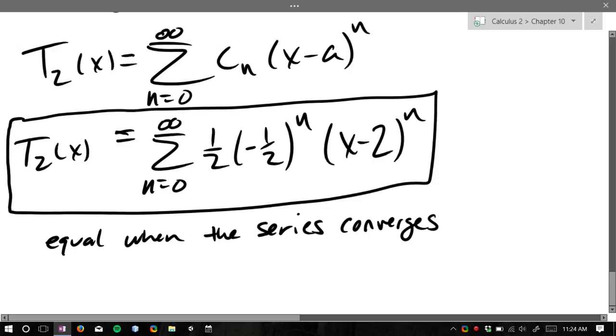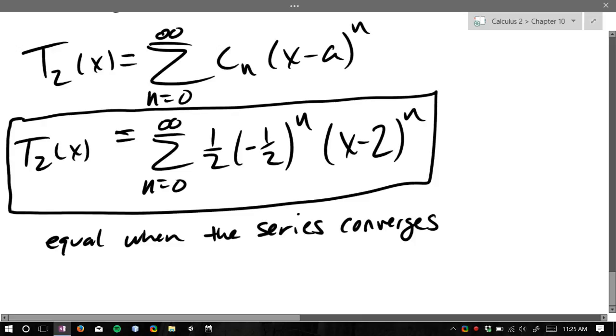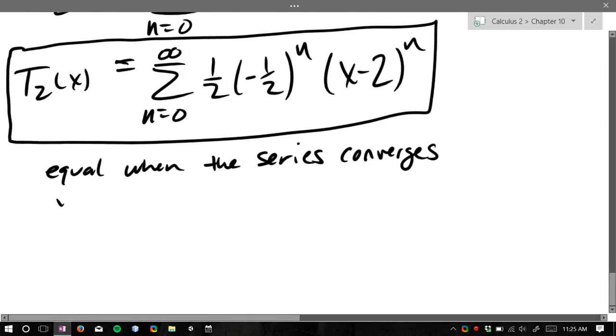So I'm not going to go back and compute the interval of convergence. We did that before. You can do that. You're just going to use root or ratio. For this one, it won't matter which one you go with, because a root test would be really nice right here. So I would do a root test. That'll be the fastest way to go on here. So you find the interval of convergence.